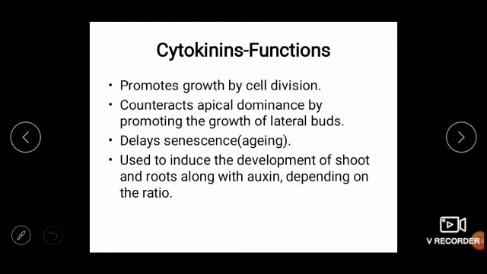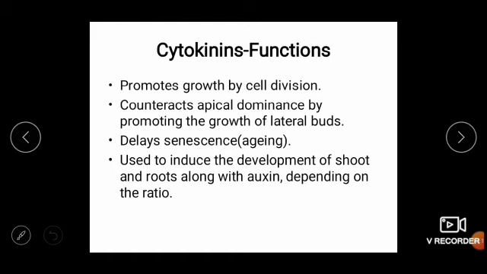Delay senescence. Suppose you spray cytokinins on the old leaves, and you want these leaves not to dry up. They should remain green for a long time. You spray cytokinins on them so that it prevents the damaging of the chlorophyll and the leaves will remain green for a longer time.